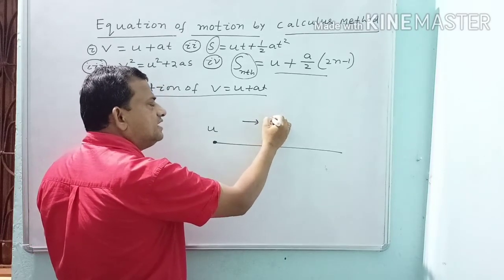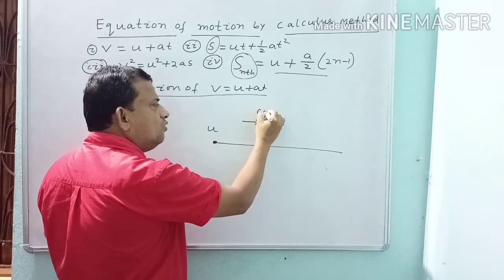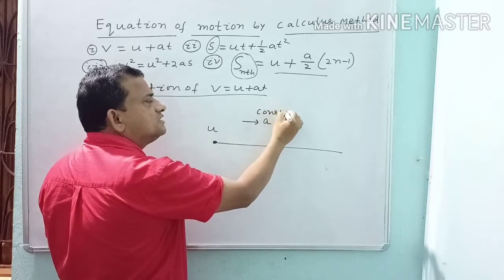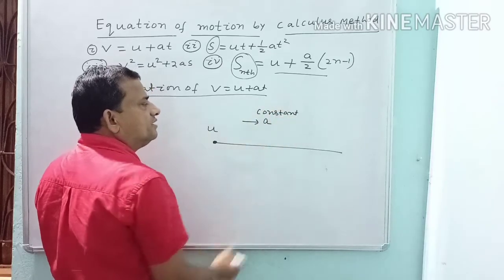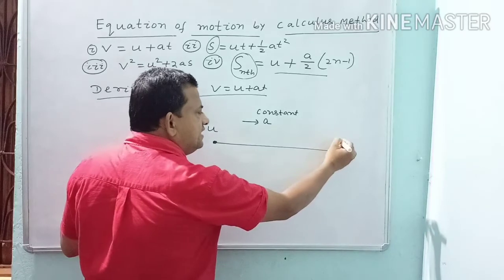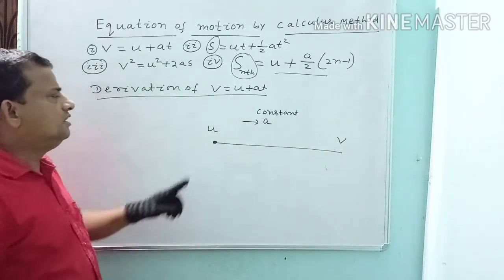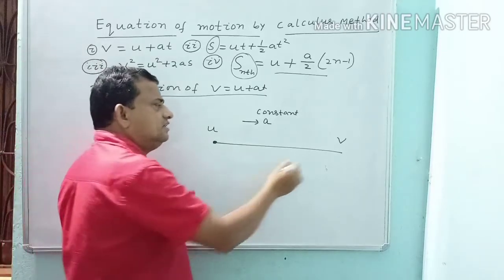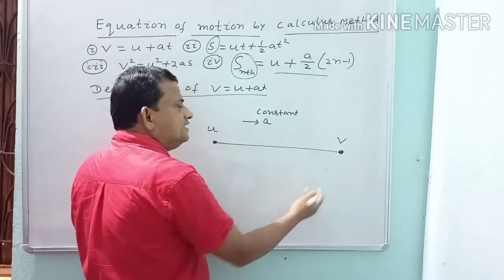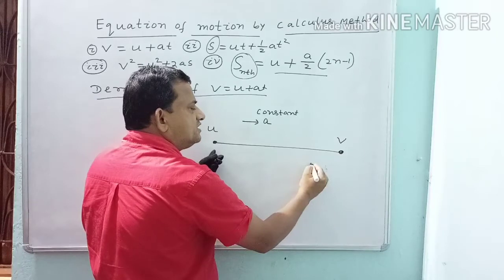A is what? That is constant. This is your constant acceleration, and in time t its final velocity is v. That means, from this point to that point, your time taken is t.